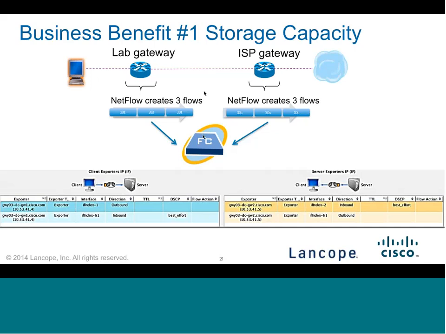With Lancope, what it actually does with StealthWatch on the back end is it actually takes those 3 flows from Lab Gateway number 1 and those 3 flows from ISP Gateway number 1, and it throws them into one single record within StealthWatch. And this is actually, if you run the flow query, an example of what that looks like on the back end. So you'll see one record showing the flow as it crosses over the network.